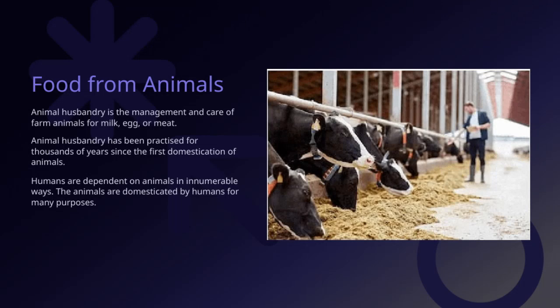Humans rely on animals in countless ways, and over time, we have domesticated many species to serve our needs. Animal domestication is a practice that has been around for thousands of years, dating back to the very beginning of agriculture. When we talk about animal husbandry, we're referring to the management and care of farm animals, whether it's for producing milk, eggs, or meat. This essential aspect of farming not only supports our nutrition, but also connects deeply to the overall theme of how humans interact with and depend on the animal world. It's a tradition that continues to evolve, ensuring sustainable food sources for generations to come.